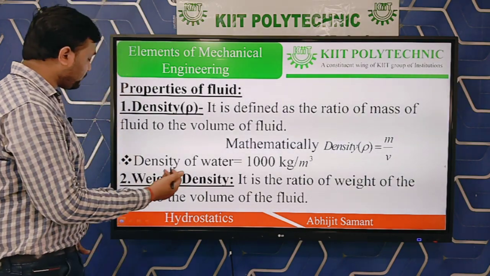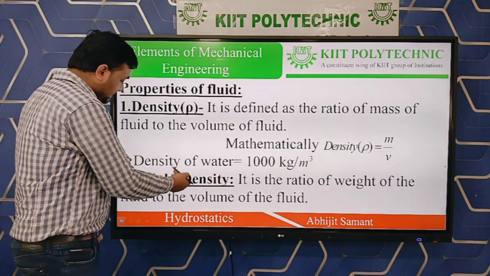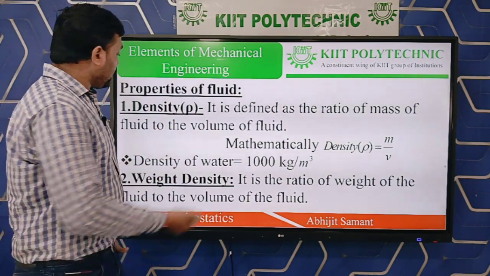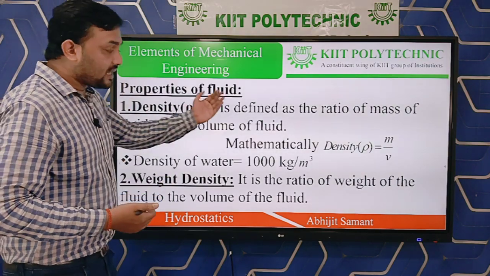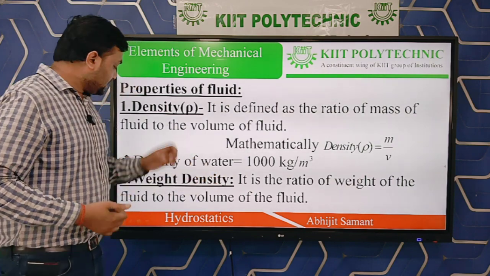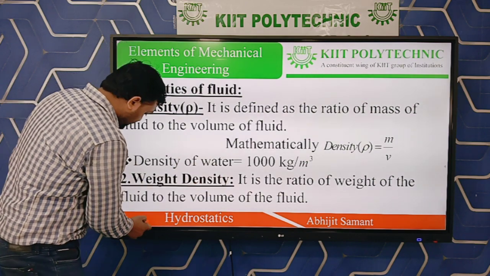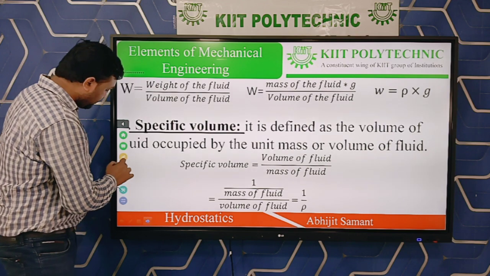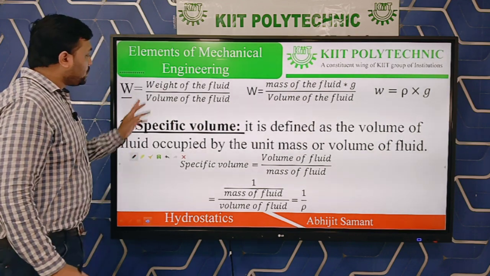The next property of fluid is weight density. It is the ratio between weight of the fluid to the volume of the fluid. In mass density, it is the ratio between mass of the fluid divided by volume of the fluid. But in case of weight density, it is the ratio between weight of the fluid to the volume of the fluid. So weight density, the symbol is W.